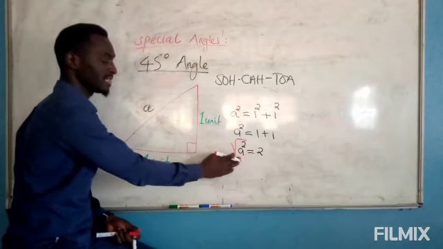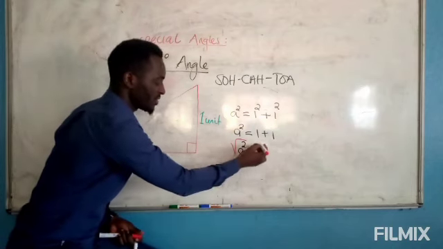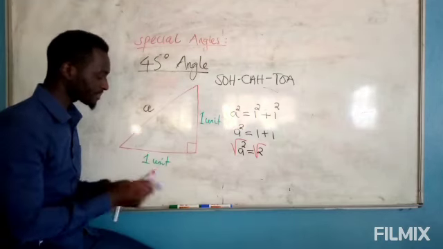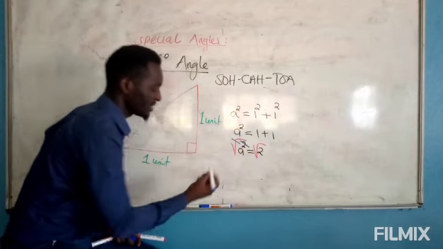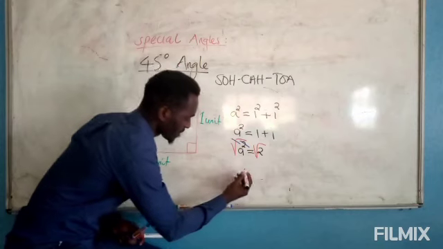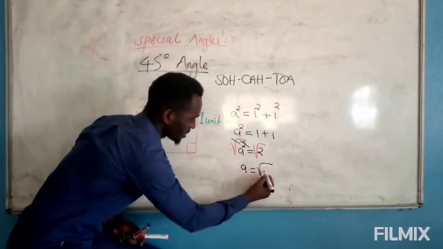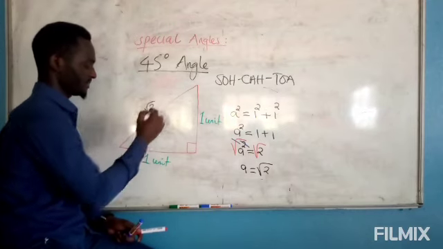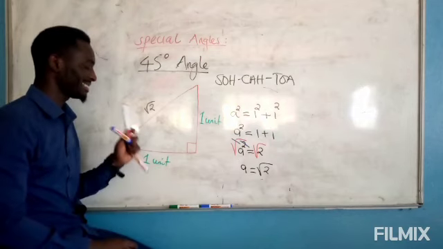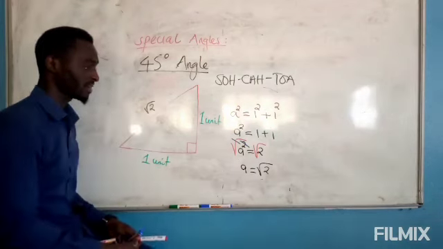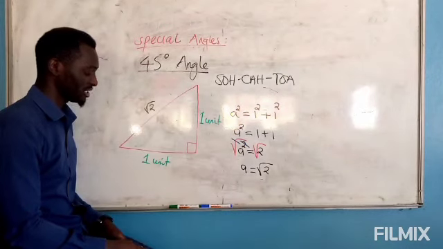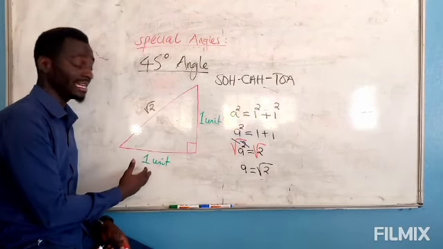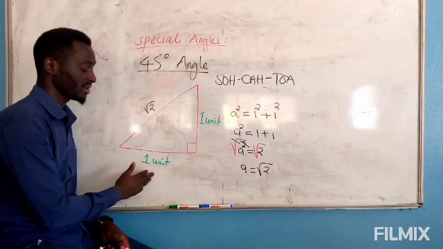Now, whatever we do on the left side of the equation, we also do on the right side of the equation. Hence, the 2 will cancel with the square, so we'll get A is equal to the root of 2. So this side is the root of 2. That's how we get the hypotenuse if we were to use Pythagoras theorem. I suggested using Pythagoras theorem because you can see that you have been given 2 sides, which makes it easier to use.